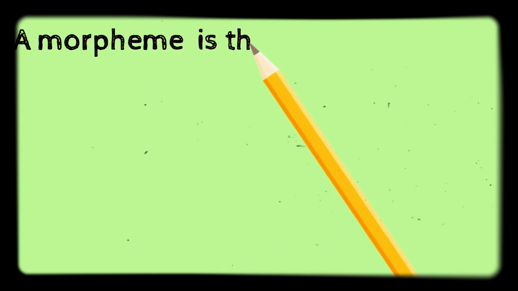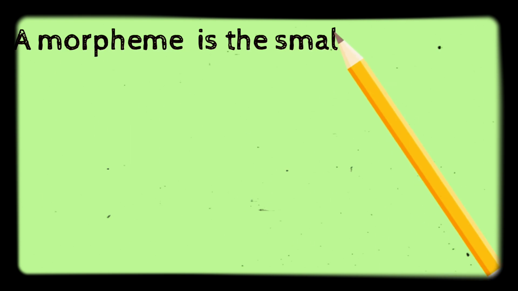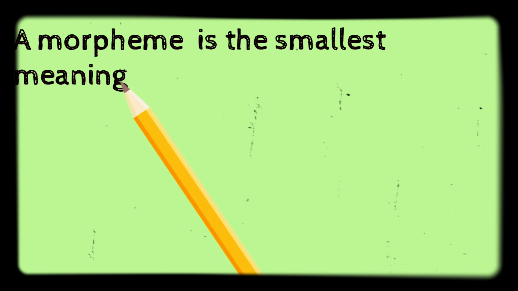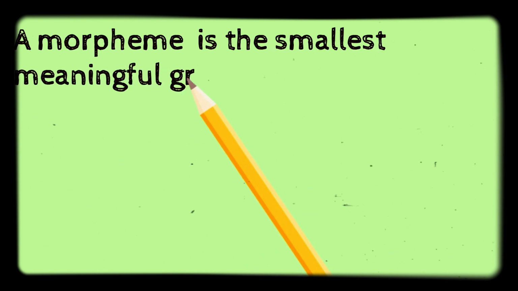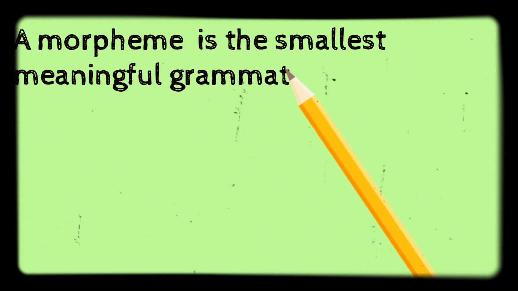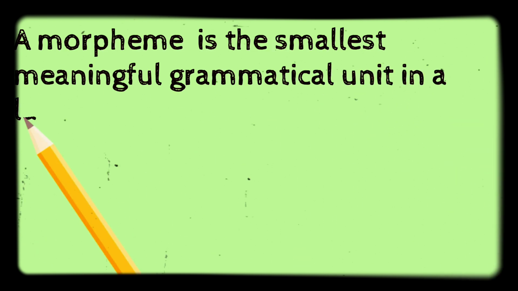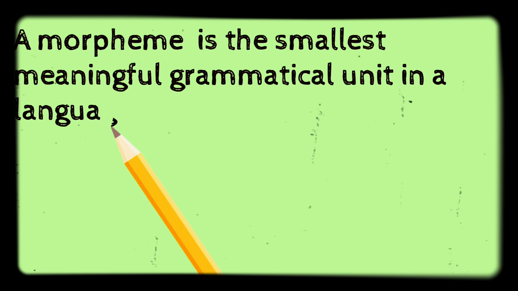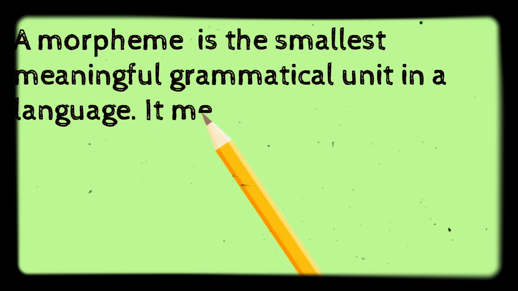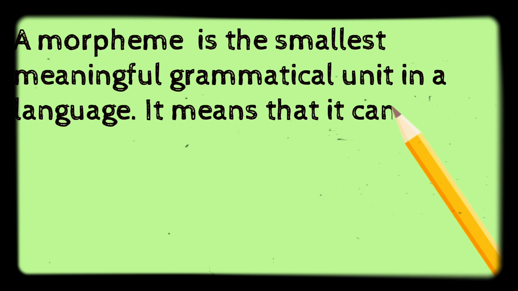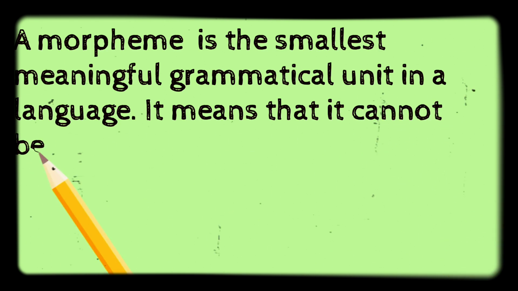So as I first asked, what is a morpheme? A morpheme is the smallest meaningful grammatical unit in a language. When we say it's the smallest, it means that it cannot be broken down into further units. A morpheme may be a word, may not be a word, but a word may be a morpheme. We should know that very well.